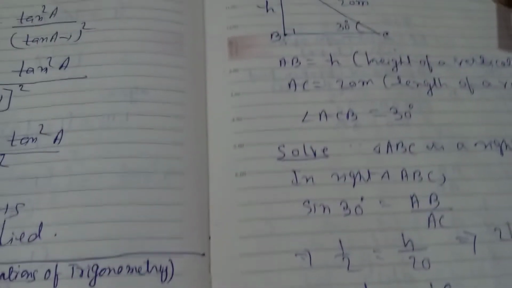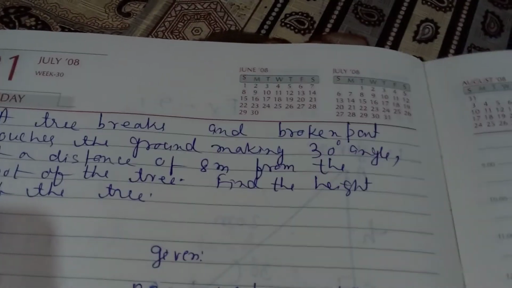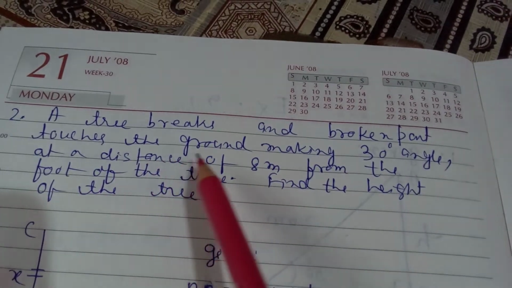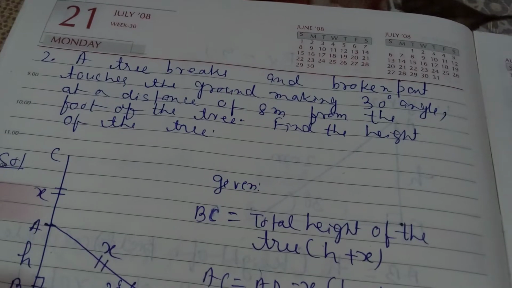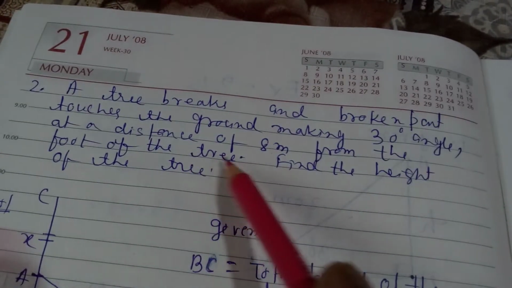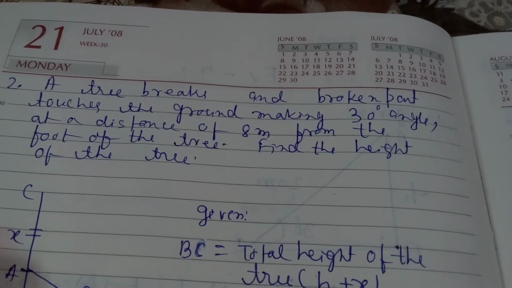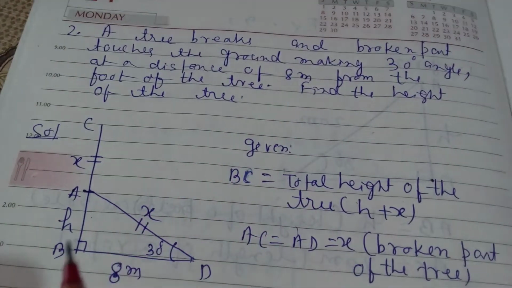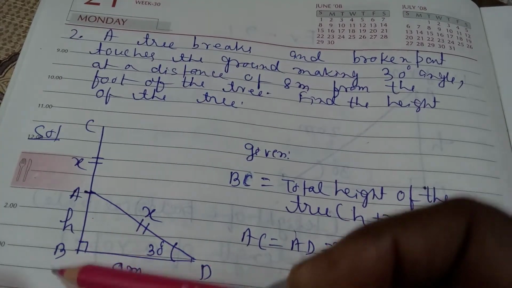Okay. Now next question. Next question is: a tree breaks and the broken part of the tree touches the ground, making an angle of 30 degrees at a distance of 8 meter from the foot of the tree. Find the height of the tree. Now look, at first you see the figure, then it will be easy to understand.